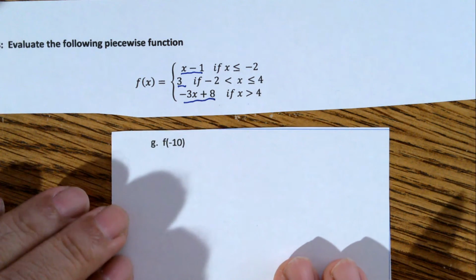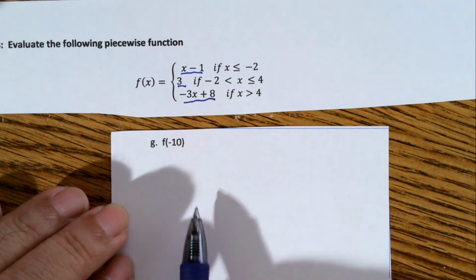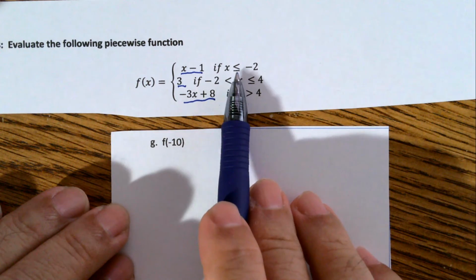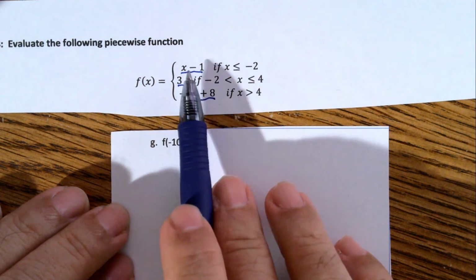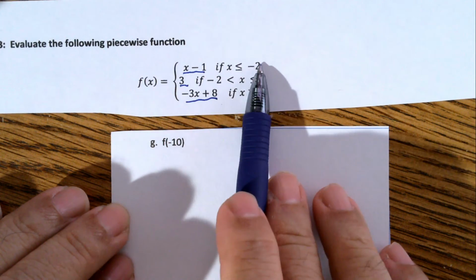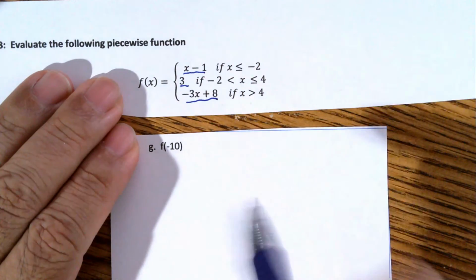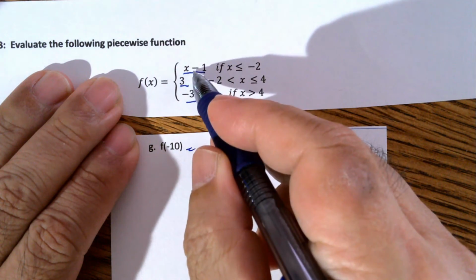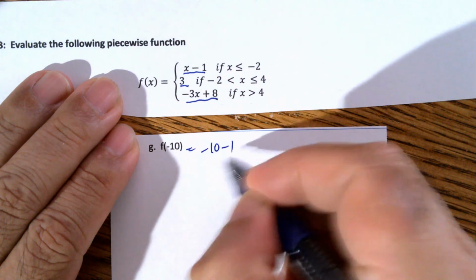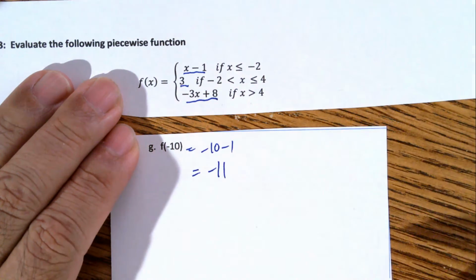G. F of -10. Is -10 less than -2? Why, yes, it is. So we're just going to use the first one. -10 is less than -2, so we use the first one, replacing the x with -10. So it's -10 minus 1, which is -11.